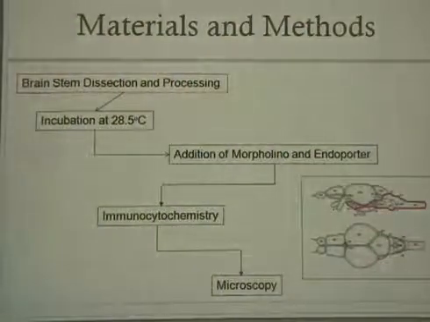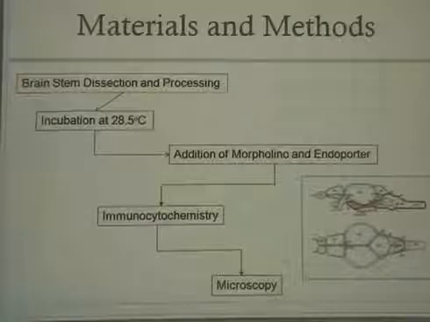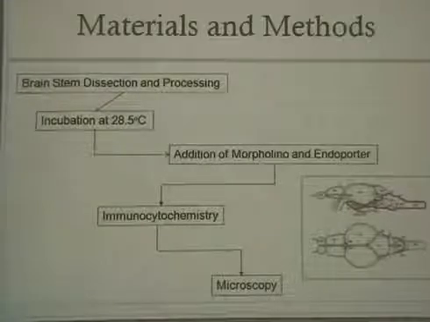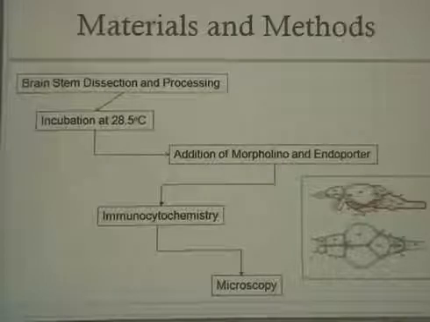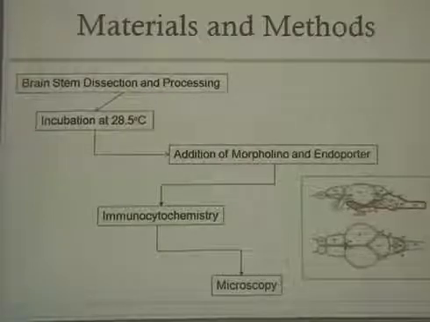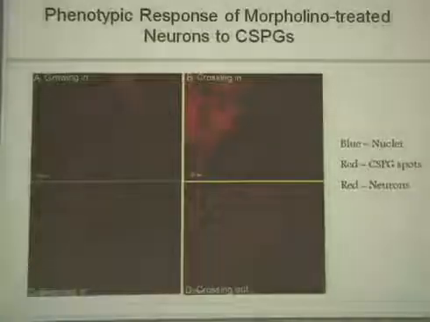The way I did my project was that I dissected brains and processed them, as you have heard before. I incubated, and then after 2 days, I added the Morpholino and the Endo-Porter. Then I did immunocytochemistry, as you heard before from Isaac. And then I viewed it under the fluorescent microscope.